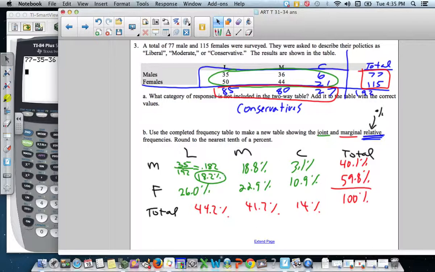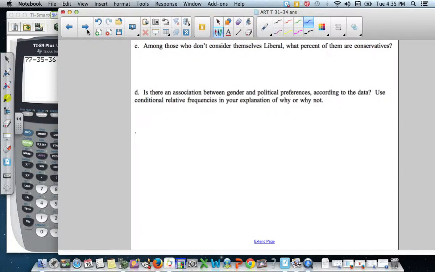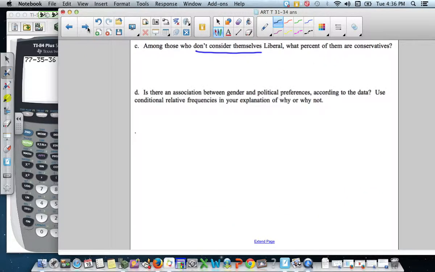C is really asking for a conditional probability. It says, among those who don't consider themselves liberal. So if I look back on my table, those who don't consider themselves liberal are this group right here that I circled in black. Because the 85 here consider themselves liberal. So I add those together. There's 80 moderates and 27 conservatives. So it's among those, 80 plus 27, or among those 107 people.